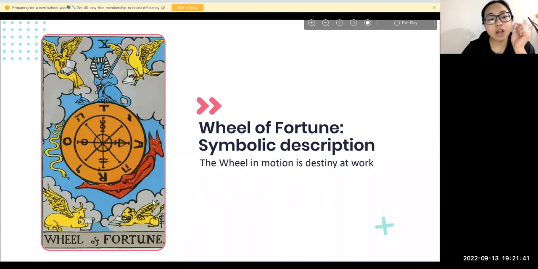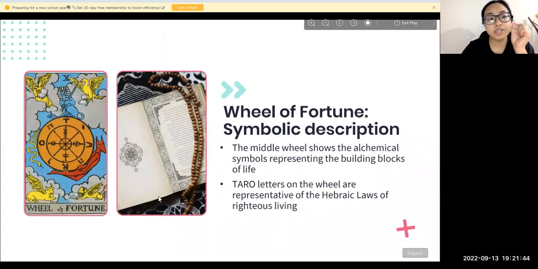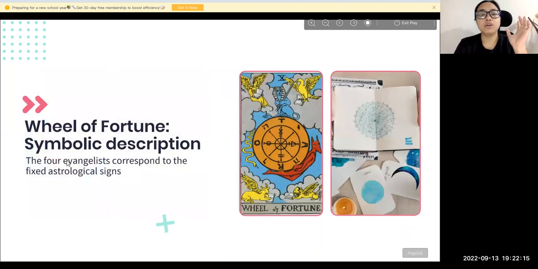So this is a card of destiny. Your destiny has been determined. Whatever you did in your life, everything is tracked. As I said, the middle wheel here shows the building blocks of life. It's a wheel: life, death, rebirth. That means good times come, bad times will come; bad times come, good times will come. It is always reversing like this all the time.